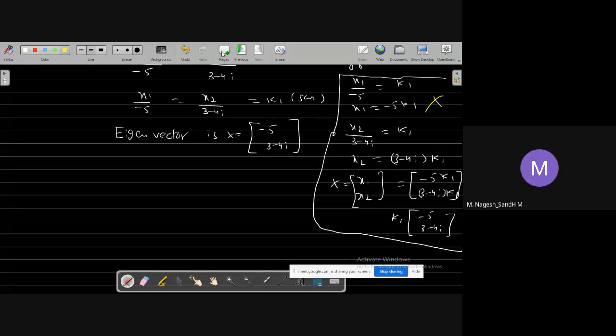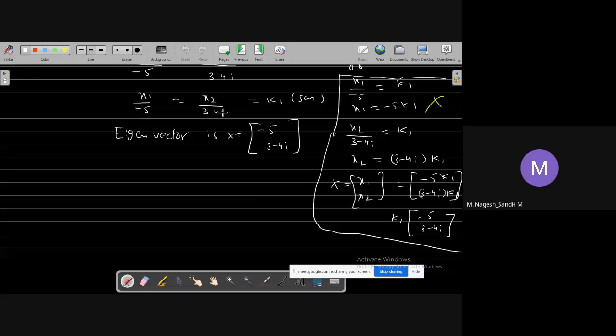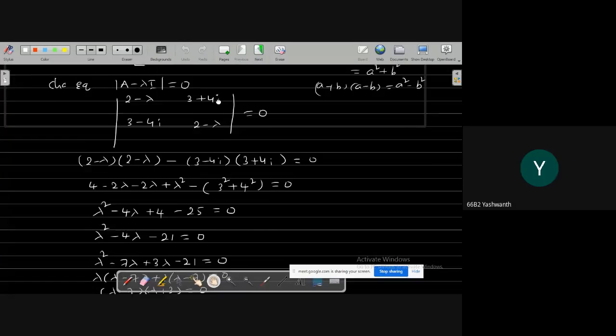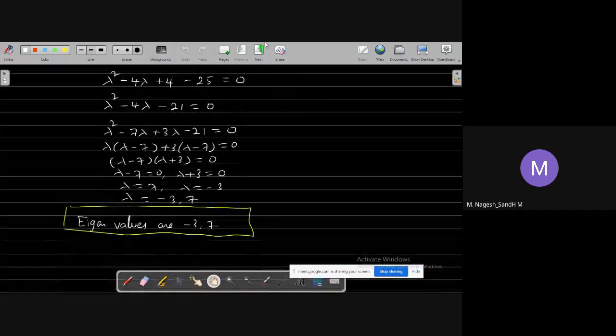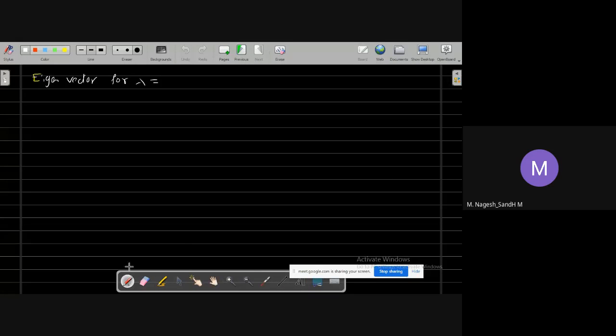So now, the second eigenvector. What is the next eigenvalue? Eigenvector for lambda equal to, what is the lambda equal to? 7. So the eigenvector for lambda equal to 7.